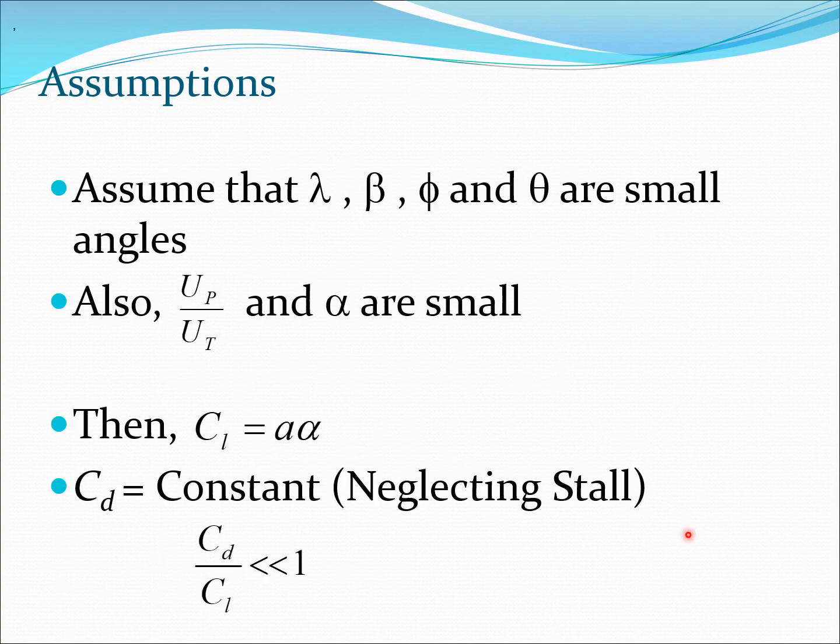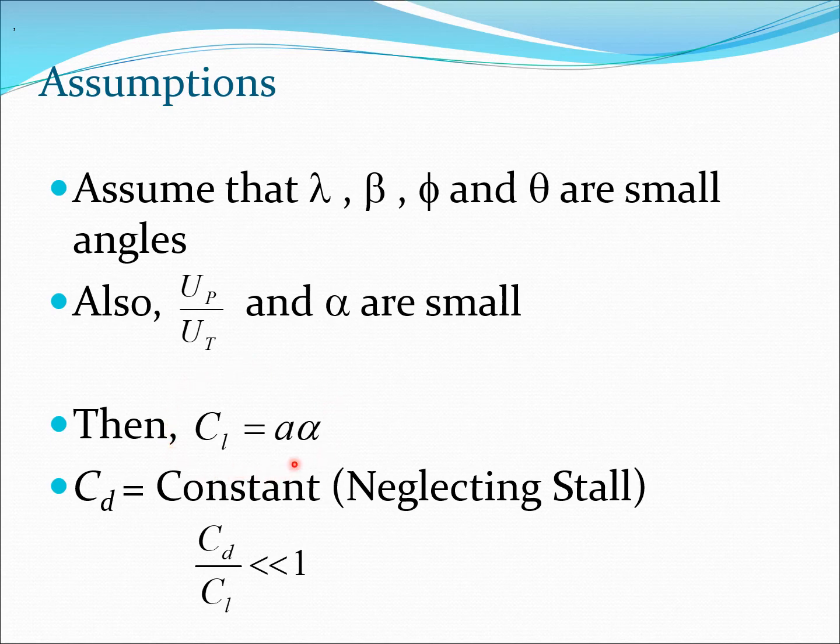Now of course we can simplify our expression. We don't need to carry all these terms. Let us assume lambda, beta, phi, theta are all small angles. And by small you typically mean around 10 degrees or lower, so that the approximation can be made in terms of the sine and cosine of these angles are small. Now also up by ut, which is phi, is small, and also alpha is small.